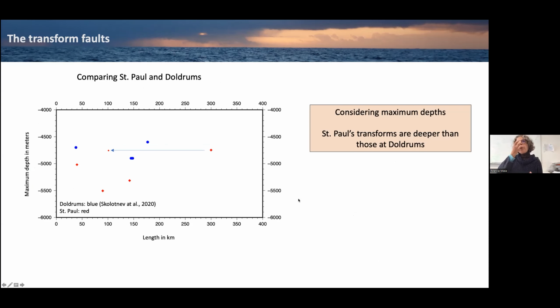Now, if you compare St. Paul and the Doldrums, which are roughly equivalent systems, we also see that St. Paul, which is shown here in red, is deeper than the Doldrums transform, if you consider an equivalent offset. So St. Paul falls a little bit out of the conclusions of global studies, and it's also a little bit different because it's deeper than what was observed in a similar system of the Atlantic, which is the Doldrums.